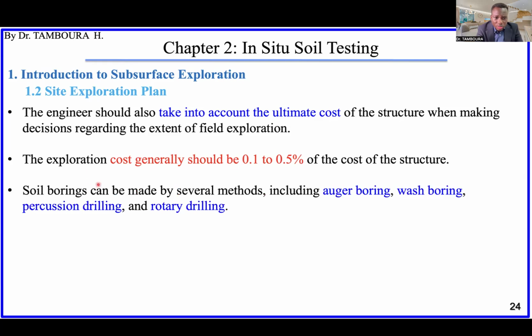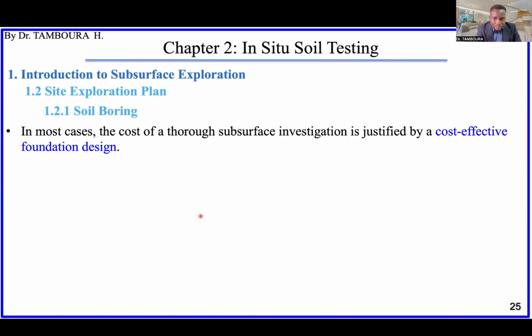Okay, so soil boring can be made by several methods. We are going now to see what are the different methods used for soil borings: auger borings, wash borings, percussion drilling, and rotary drilling. We will see all these now, one by one.